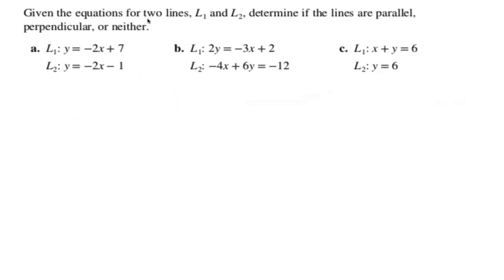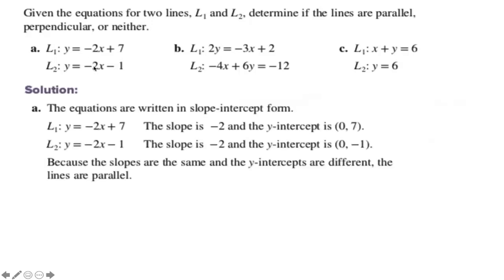Okay, we want to know whether these lines are parallel, perpendicular, or neither. If I look at part A, notice the slope is the same, -2, -2, so that means they're parallel. And they have different y-intercepts, but that's fine. These lines are parallel, but they're not the same line because they have different y-intercepts.